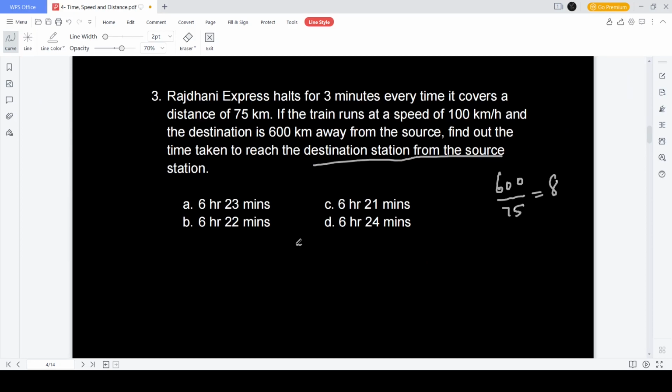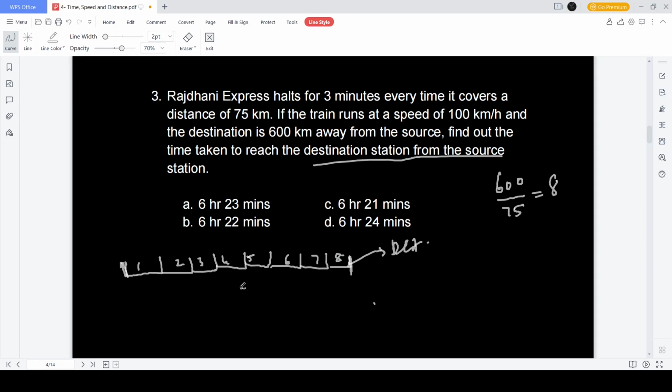So now let's start from the first. In the first 75 kilometers, every time he covers 75 kilometers, this is first, second, third, fourth, fifth, sixth, seventh, and eighth. See, for distance and time, try to draw as many diagrams as possible. So we have a diagram of the question, we can exactly picture how it works. Each interval is 75 kilometers. We have to find out how much time it takes. At the eighth end he reaches the destination.